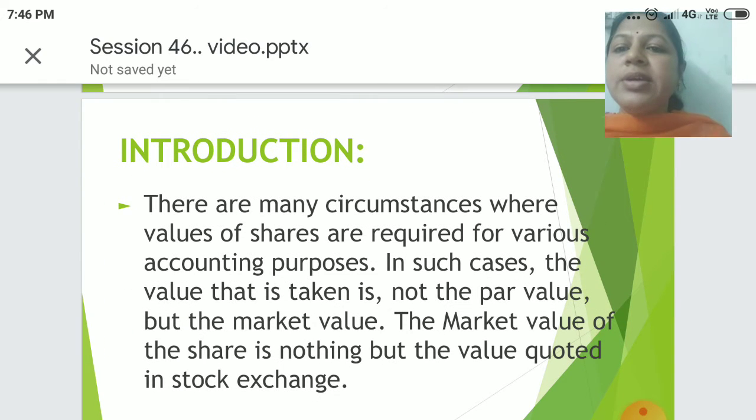Introduction: there are many circumstances where values of shares are required for various accounting purposes. In such cases, the value that is taken is not the par value but the market value. The market value of the share is nothing but the value quoted in stock exchange.